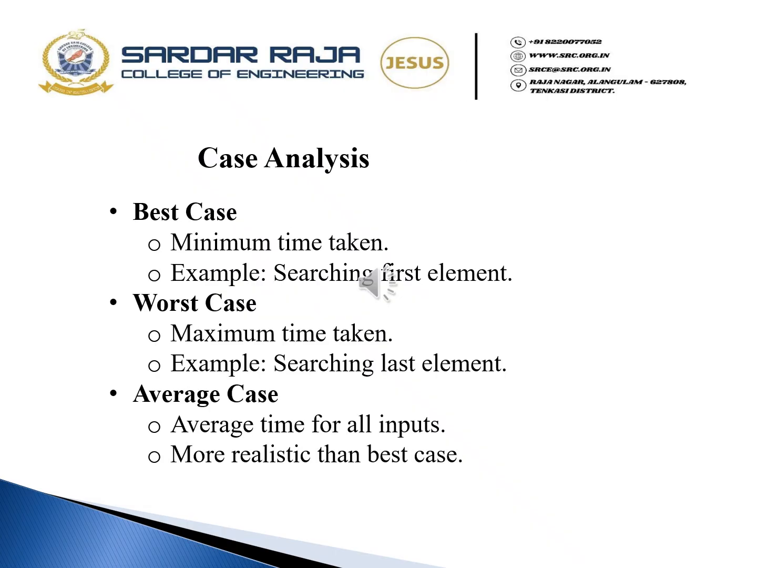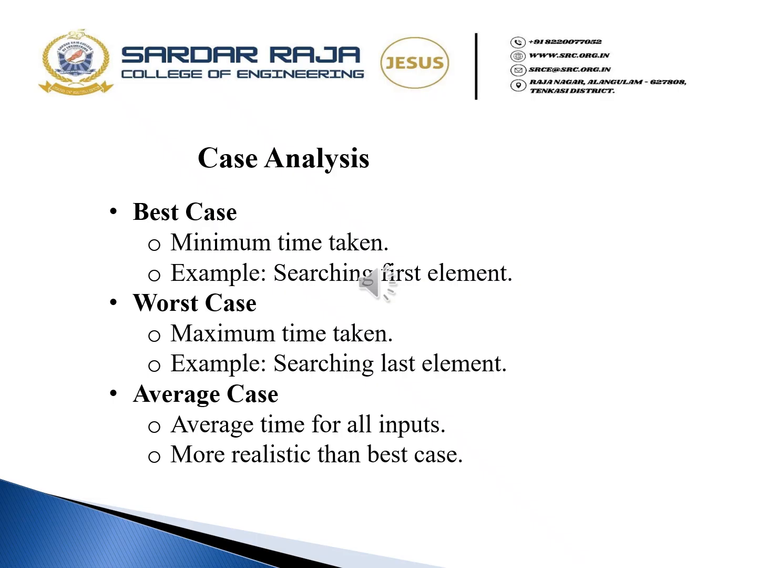So the case analysis of algorithms. First one is best case. It is the minimum time an algorithm takes to complete. It occurs for the most favorable input. Example: searching for the first element in a list using linear search.